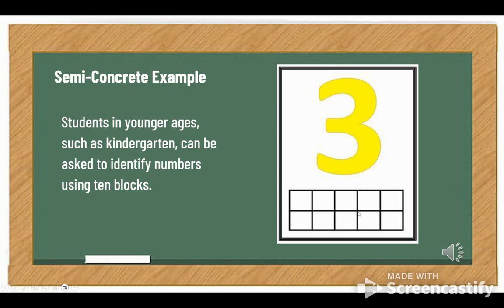In the semi-concrete phase, if you're working with littles like TK or kindergarten and they're learning to recognize their numbers and connect that those numbers represent a single object, you can give them a number like the number 3 in our example here, and then have them draw 3 shapes inside of the 10 frame to show that each shape represents a square in the 10 frame, and that then relates back to the number that they're trying to represent. In this case, it would be the number 3.